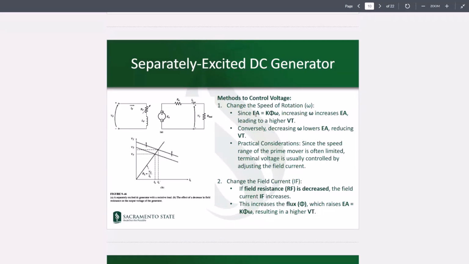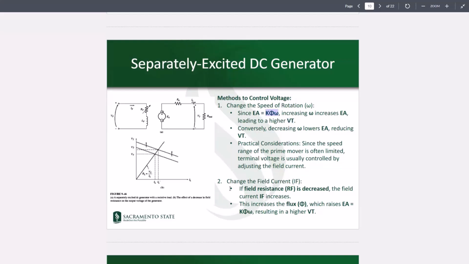Now, the method to control the voltage in the separately excited DC generator would be through the general equation EA equals K phi omega. If we are able to change omega, the speed of rotation, then we would be able to change EA, which would in fact result in changing the VT. However, the prime movers are often limited in their speed, so we cannot greatly change omega in many applications.